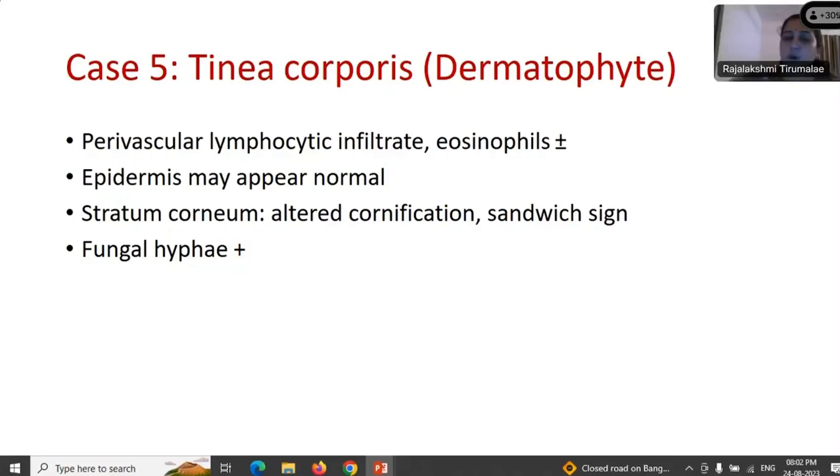And of course, textbooks talk about this famous sandwich sign. Do you know what the sandwich sign is? It's nothing but two different types of cornification. They say that the hyphae like to sit there, right? So you find the hyphae in between two different patterns of cornification. So that is the sandwich sign.